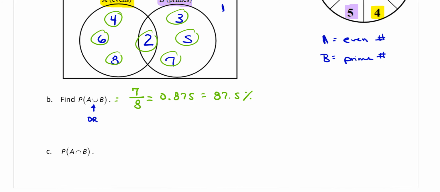Now we want to look for where A and B. So remember, this is an intersection. So this is and. So where is A and B going to happen? Well, that only occurred here, this one chance. So that's going to be 1 over 8 total possibilities, which if you divide that is 0.125 or 12.5%. Remember, probabilities can be written as a decimal, fraction, or percentage. Okay, so this is looking at our unions and our intersections, just so you have an understanding of what we're looking at here.